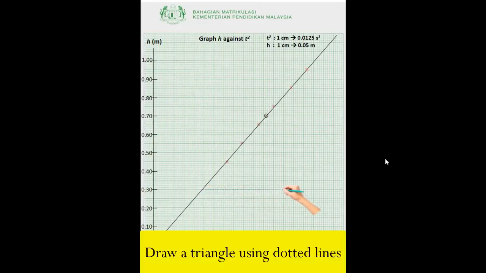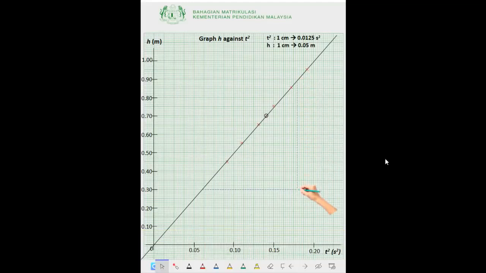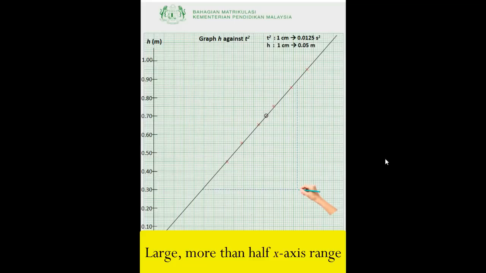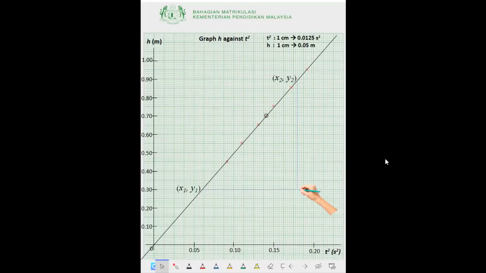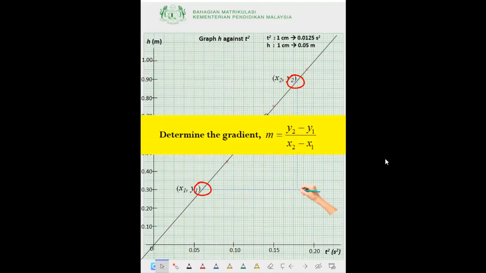Determine the gradient of the line by drawing a triangle. The triangle drawn should be large, more than half the x-axis range. Read 2 points on the line correctly and determine the gradient of the graph.